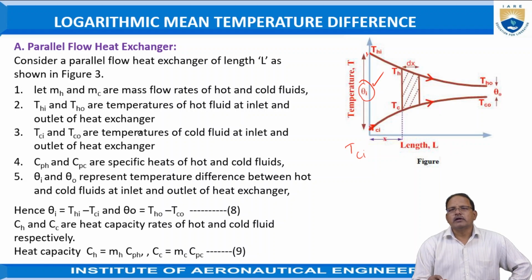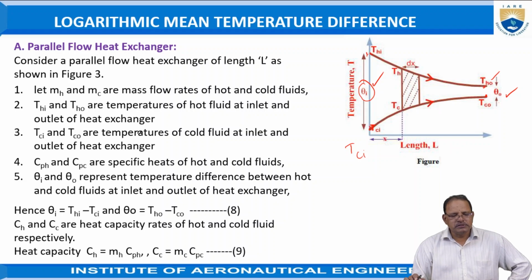When the fluids are flowing, both move in the same direction, so according to this figure the fluid flows from the left-hand side toward the right-hand side. The temperature of the hot fluid gradually decreases to Tho, where o represents the outlet. Similarly, for the cold fluid, the temperature increases to Tco at the outlet. This temperature difference is very small compared with the difference of Th and Tc at the inlet. That is, the temperature of the hot fluid is decreasing, the temperature of the cold fluid is increasing, and the temperature difference at the outlet of the tube is very small. It is represented as theta o, the temperature difference at the outlet, while theta i represents the temperature difference at the inlet.